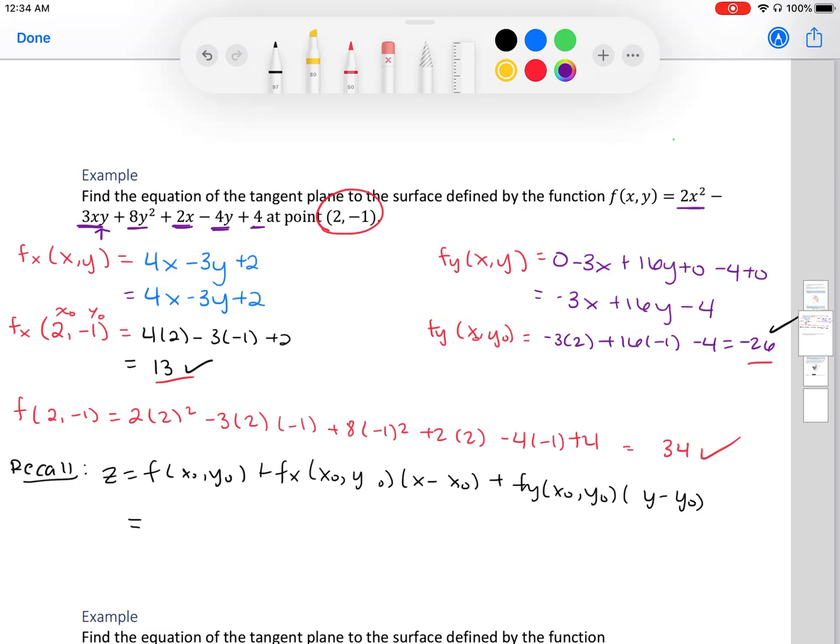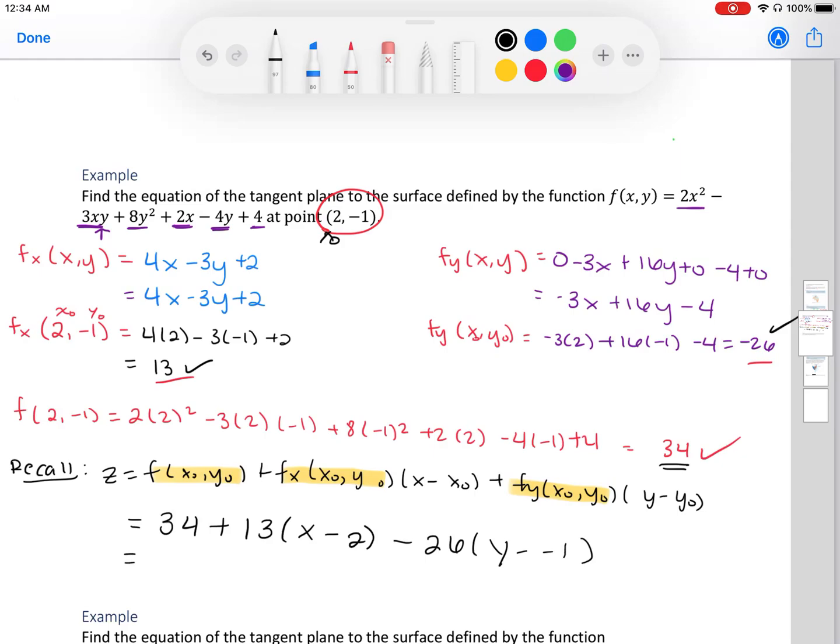All right, well, we have these pieces. They're actual numbers. They have a value. Let's go ahead and plug those in. So f of x naught comma y naught is 34. So I have 34 plus f sub x, our derivative, which is 13, and then x minus our x naught is that 2, plus minus 26 times y minus negative 1.